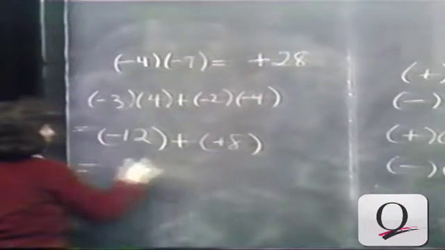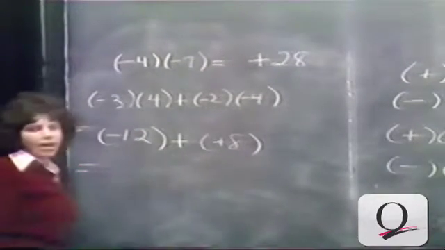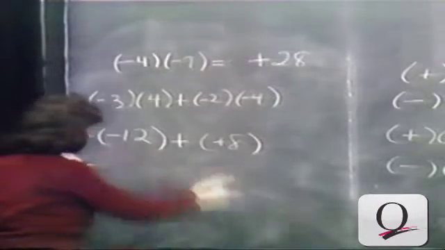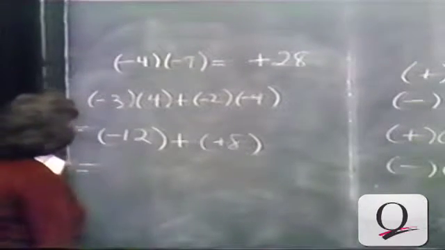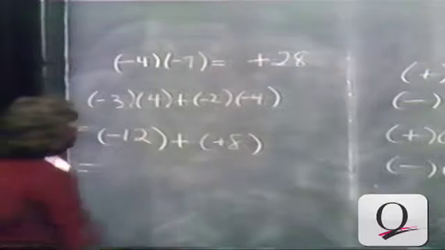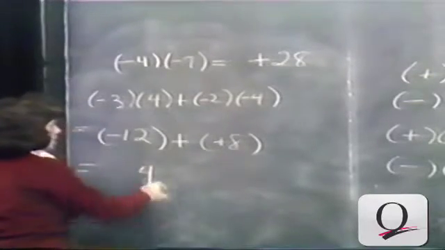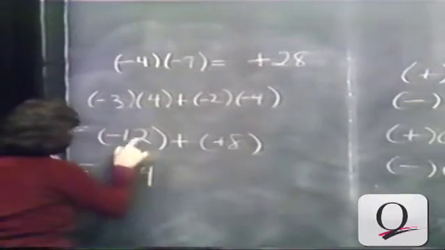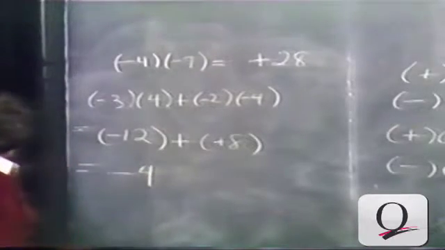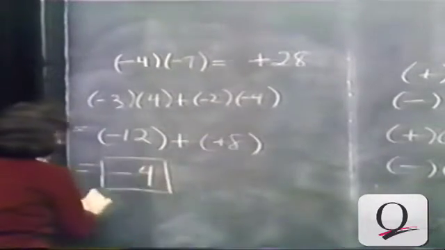Now we would like to add minus 12 and plus 8. When adding numbers with different signs, we block out the signs, we subtract 12 take away 8, we get 4. And then since the 12 was a larger number and it had a minus sign, the answer is minus 4.